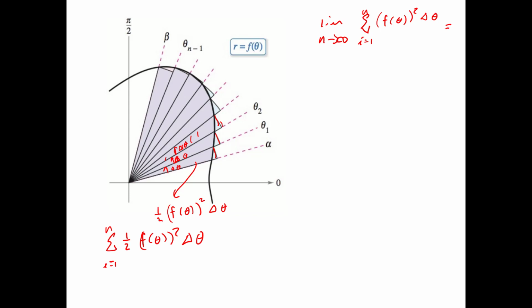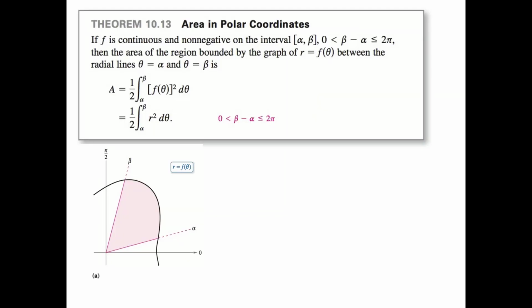You should recognize this as a Riemann sum, and you should see that this is going to become the definite integral from alpha to beta of 1/2 f of theta squared d theta. And that's our formula.